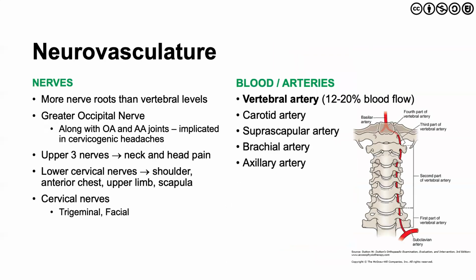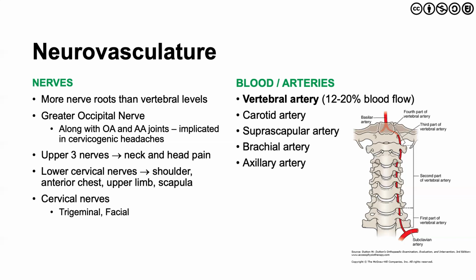Finally, in our anatomy review, let's look at a few neurovascular structures. There are more nerve roots than vertebral levels. And so remember, we see the C8 nerve root, and yet there are only 7 vertebral levels. Part of that is because we are coming down from that OA and AA joint, and we see the greater occipital nerve there, oftentimes implicated from cervicogenic headaches, and then moving into the cervical spine, and then that transition from cervical to thoracic. The upper 3 nerves, 1, 2, and 3, are often implicated with neck and head pain.